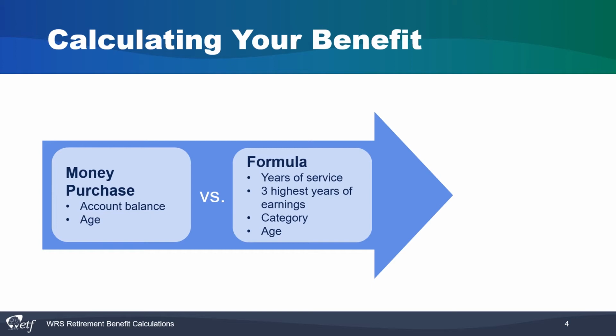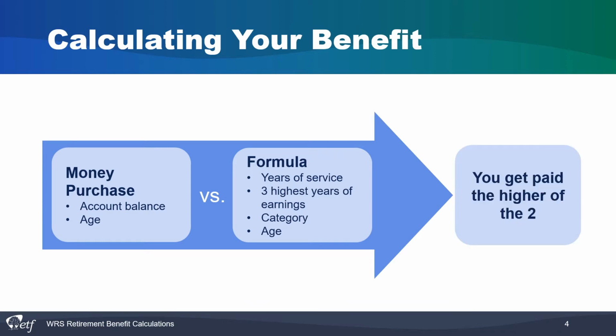The second is a formula calculation. This uses your creditable service multiplied by your final average monthly earnings, which looks at your three highest earnings years, multiplied by a formula factor based on your employment category and an age reduction factor. Once these calculations are performed, ETF compares the results and you will get paid the higher of the two.